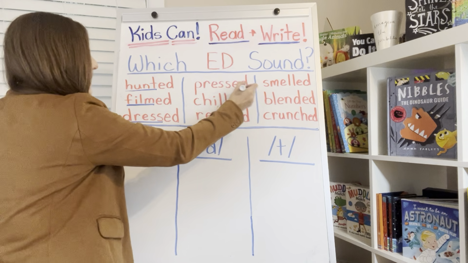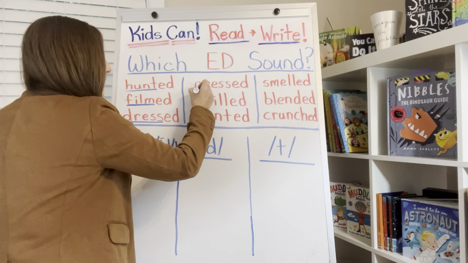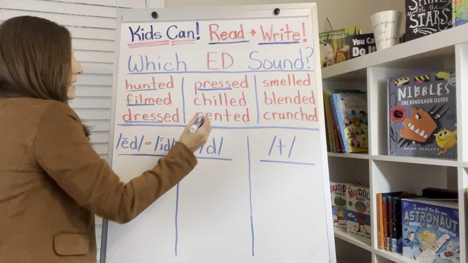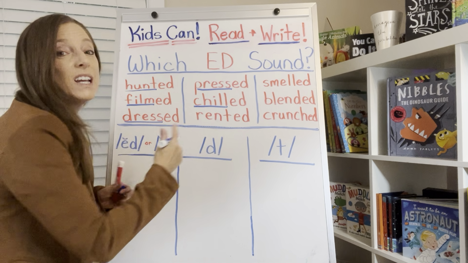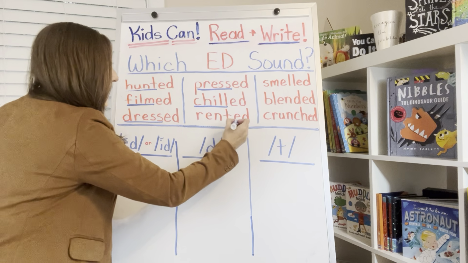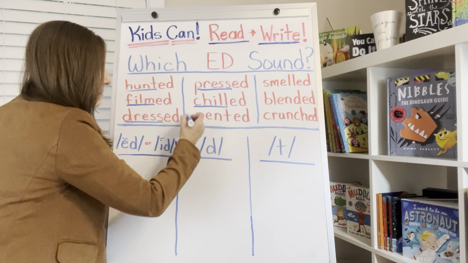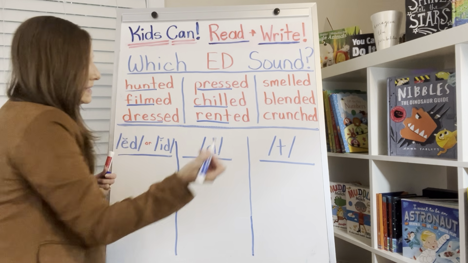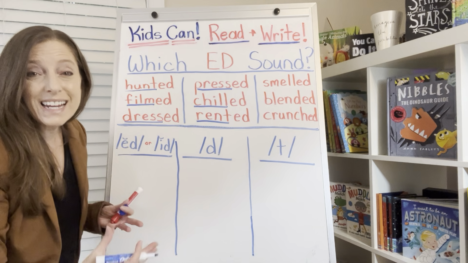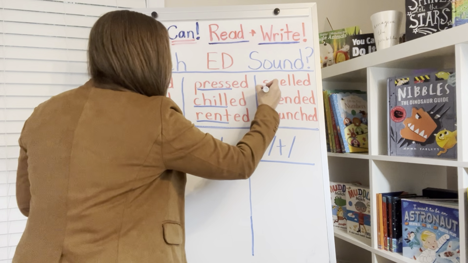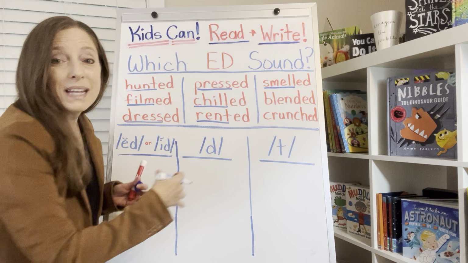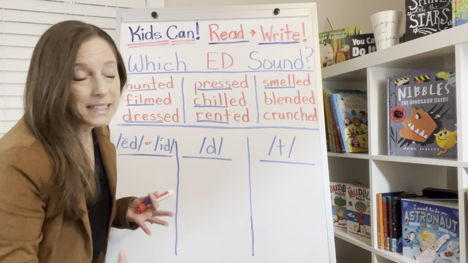So if we take the ed off, what's the word before it? Press. If we take the ed off, what's the word before it? Chill. If we take the ed off, what's the word before it? Rent. Okay, do you see how that works? Ed is a suffix. It's a word ending, something you add on to show that something has already happened.